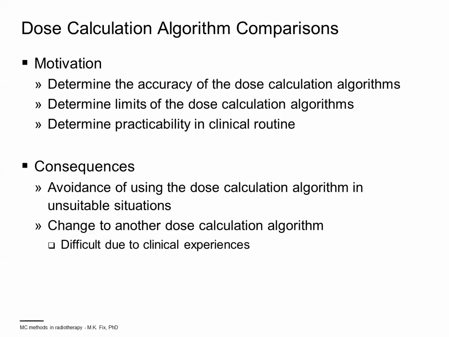The last part of the presentation deals with the comparison of those calculation algorithms. First of all, there are some general considerations about such comparisons. There exist different purposes of such comparisons, such as to determine the accuracy of the dose calculation algorithms, or to determine the limits of the dose calculation algorithms, or the practicability in clinical routine. Depending on the purpose, the design of the comparison study looks different. But also the conclusions in such comparisons might be different. It could be the avoidance of using the dose calculation algorithms in unsuitable situations, or the change to another algorithm. However, this might be difficult since the clinical experience is based on the old algorithm.